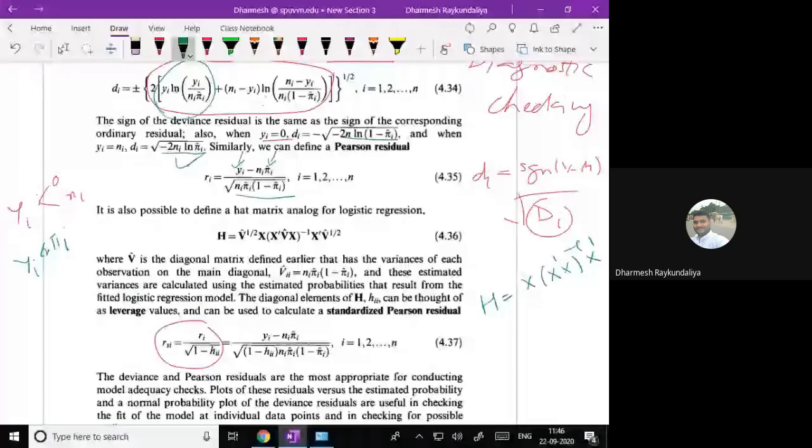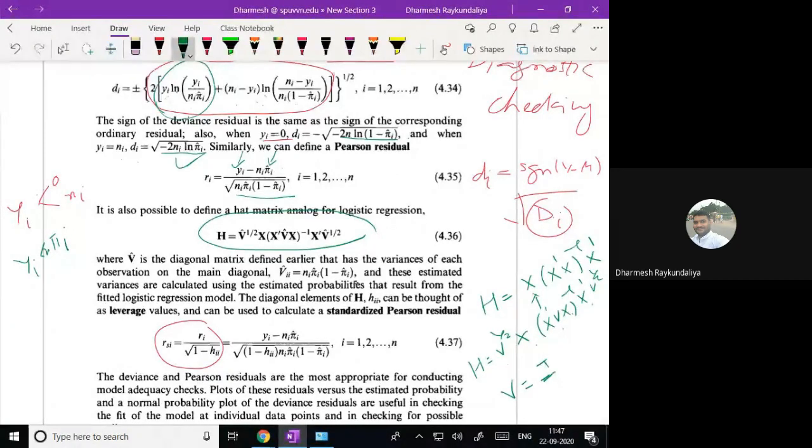But when weight is present in our data, then the hat matrix is defined in this way. So what is the form? It is V raised to half X (X'VX) inverse X' V raised to half. If you write V equal to identity, then it is X (X'X) inverse X'. So it is reduced to that if you write V equal to identity.